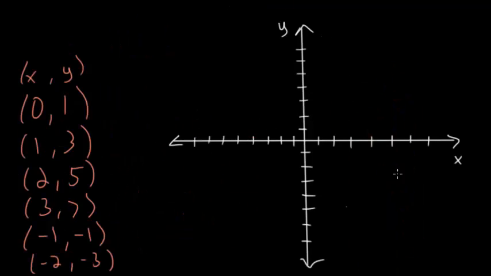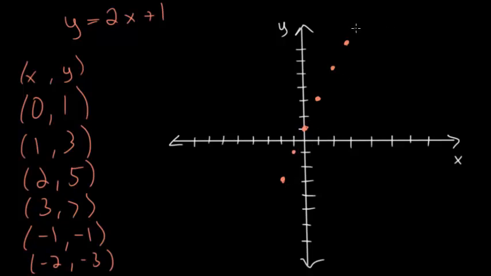So now that we have this coordinate plane, and let me rewrite the equation real quick, we're just going to start plotting these points here. So let's start with 0, 1. So 0 for the x value. So along the x-axis we go to 0, which is here, and then we just go up 1 for y. So that's 1 point. And then we have 1, 3, so 1 in the x, up 3 in the y, and we have 2, 5, and 3, 7. And we also have -1, -1. We have -2, -3, and so on.